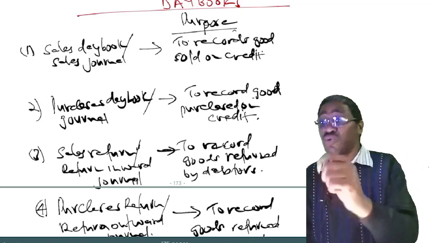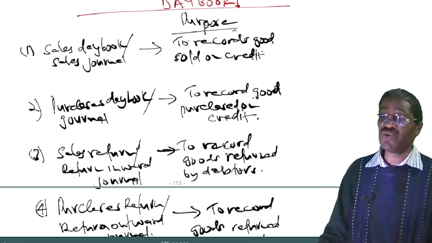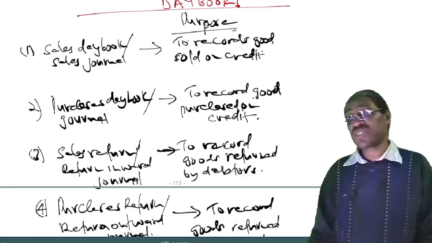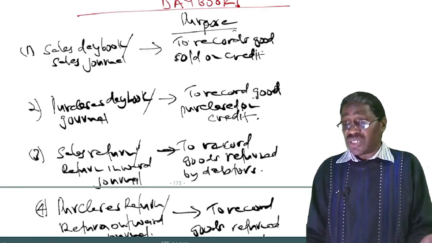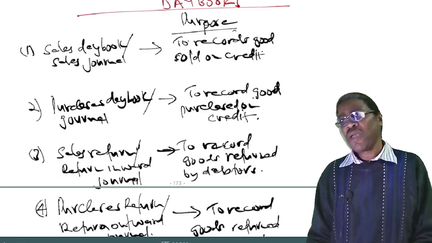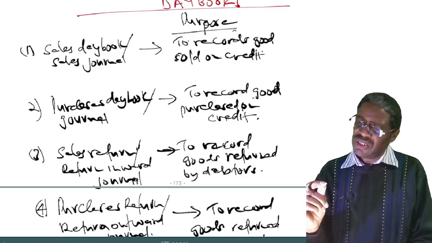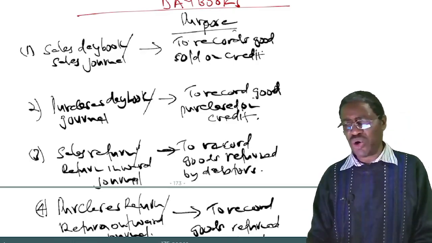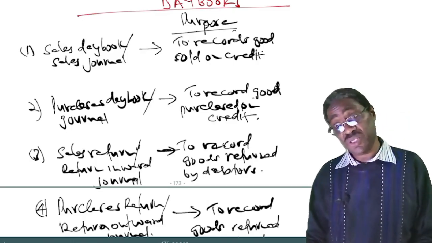Or when you sell goods on credit, what do you give out to your customer? You don't give them a receipt. A cash receipt is only given when you're selling goods on cash, sorry. But when you sell goods on credit, you normally give a document we call an invoice to your customer.